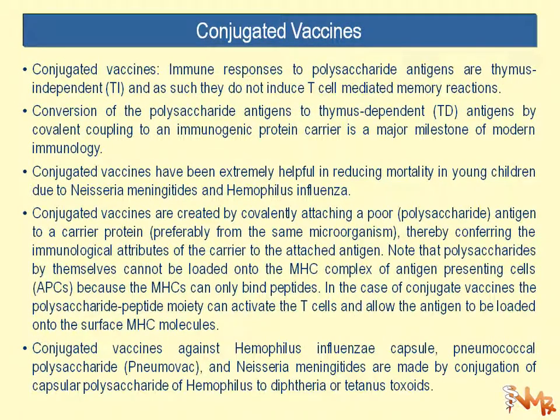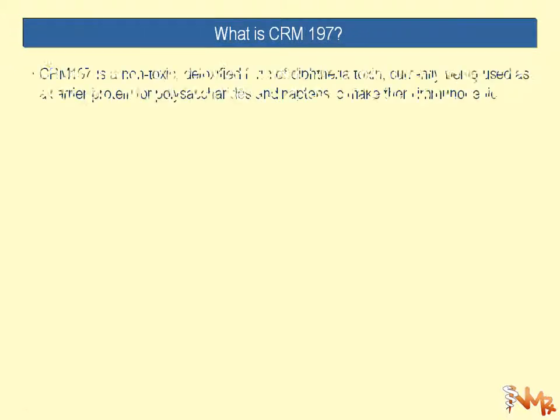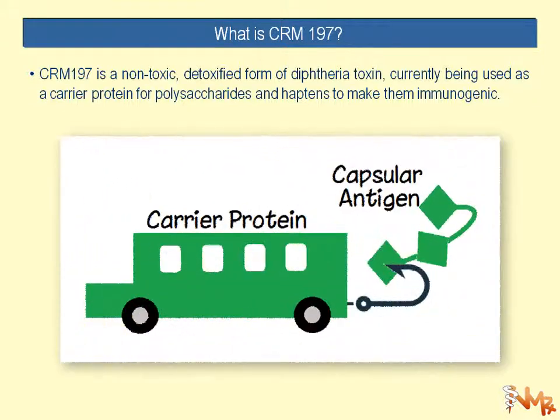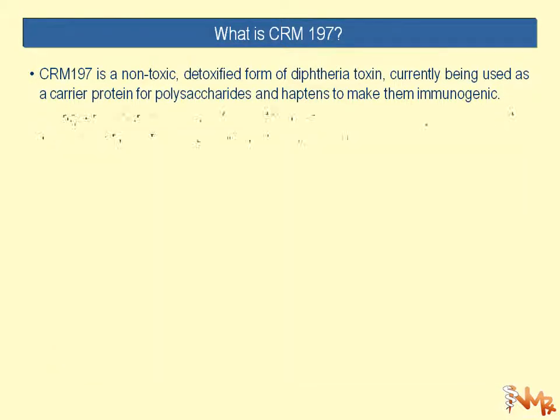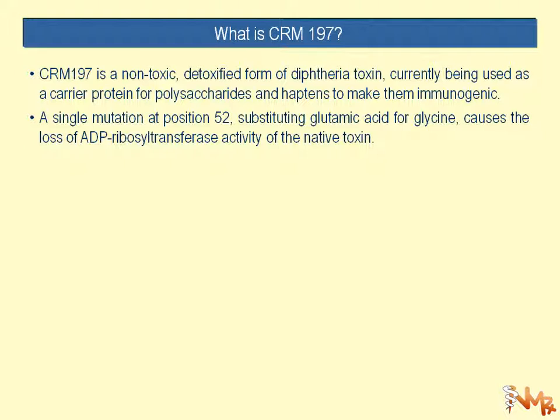Conjugated vaccines are available against the Haemophilus influenzae capsule, pneumococcal polysaccharides in the case of Pneumovax, and Neisseria meningitidis. In the case of Haemophilus influenzae, the vaccine is made by conjugation of the capsular polysaccharide of Haemophilus to diphtheria or tetanus toxoids. What is CRM-197? CRM-197 is a non-toxic, detoxified form of diphtheria toxin currently being used as a carrier protein for polysaccharides and haptens to make them immunogenic. A single mutation at position 52, substituting glutamic acid for glycine, causes the loss of ADP ribosyltransferase activity of the native toxin.